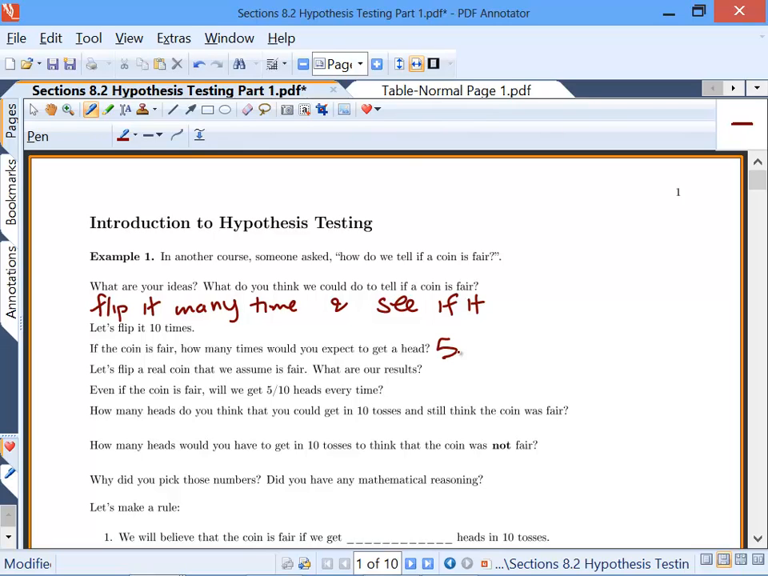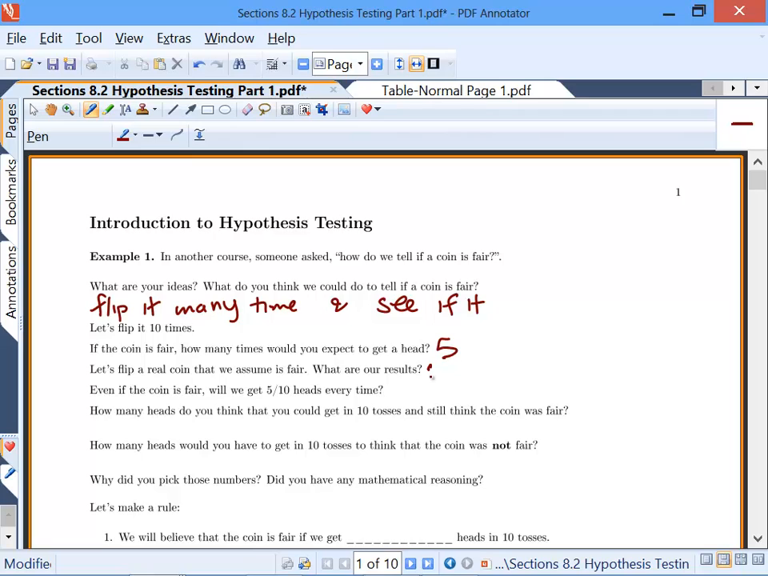Anyone here a really good coin flipper? Want to flip our coin? You want to do it for us? Pretty fun, right? So 10 times, just yell it out for us, and we'll write it down.